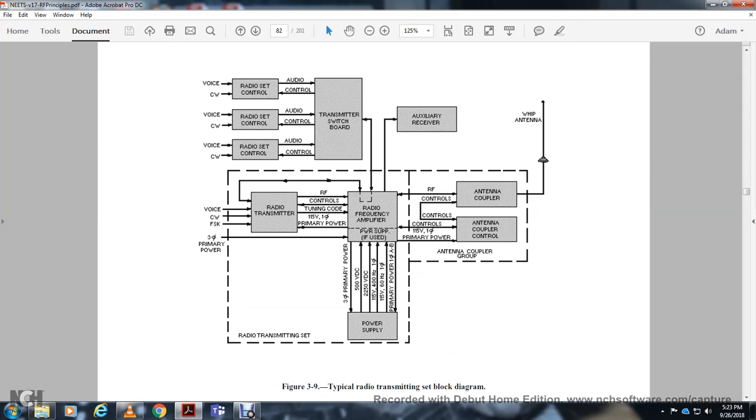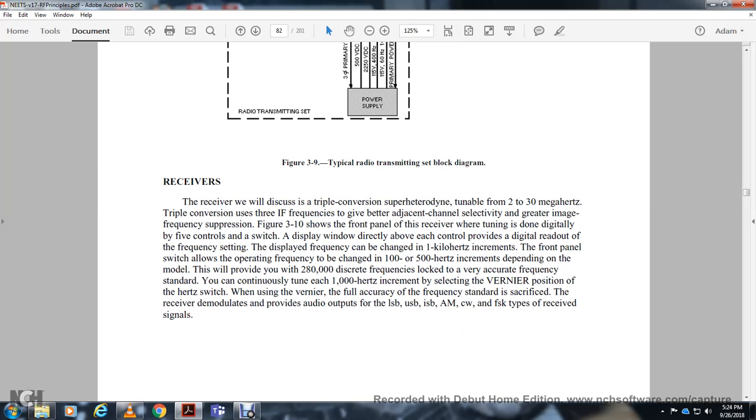This is your typical radio transmitting set block: radio transmission set, automatic coupler, voice continuous wave, radio set controls, audio control, transmitter switch, radio frequency amplifier, radio frequency controls, tuning and code, transmitter, voice continuous wave SSK, primary power supply, radio frequency power supply, antenna coupler control, antenna coupler, auxiliary receiver, and whip antenna.